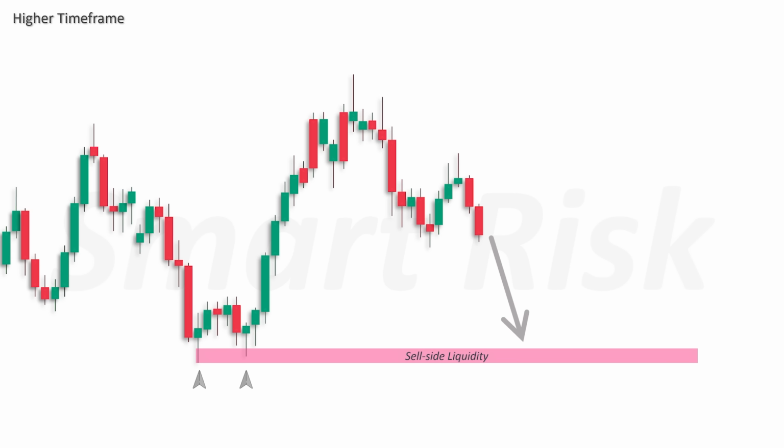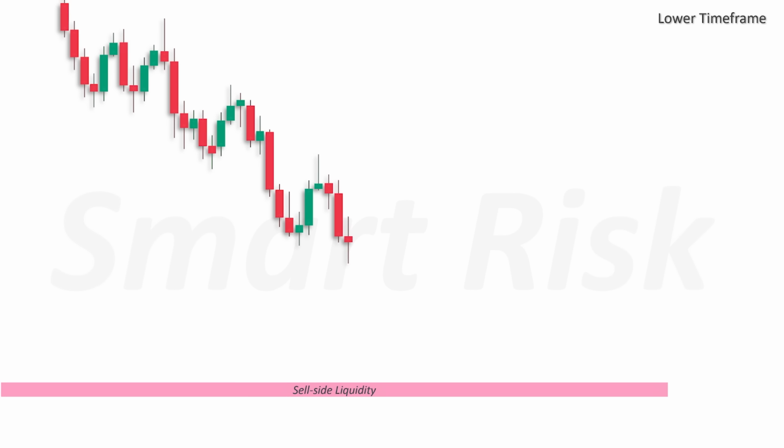After that, switch to the 5-minute chart. Wait for the price to move above a recent swing high and then quickly come back down. This shows that the market has grabbed the liquidity and may start moving lower.